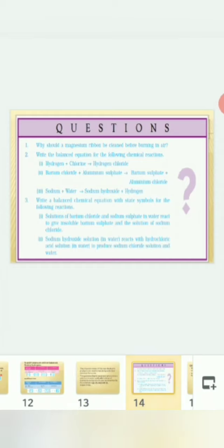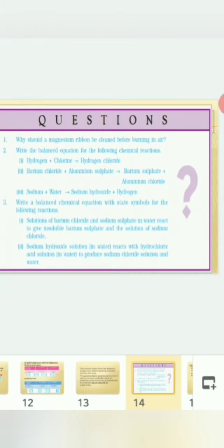Now here you have some questions for revision. Why should a magnesium ribbon be cleaned before burning in air? Next question: write the balanced equation in the following chemical reactions. Hydrogen plus chlorine gives hydrogen chloride. Barium chloride plus aluminium sulfate gives barium sulfate plus aluminium chloride. Next, sodium plus water gives sodium hydroxide plus hydrogen.